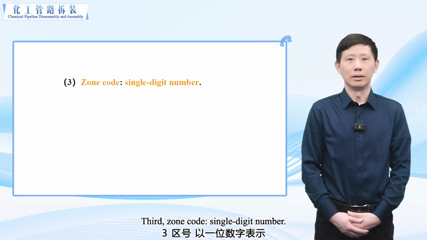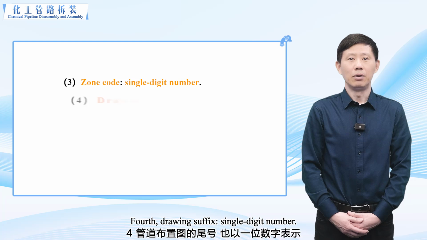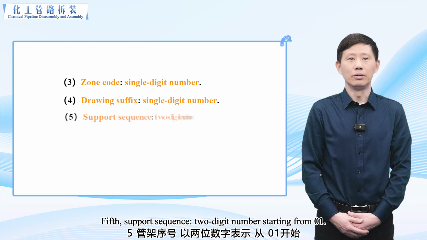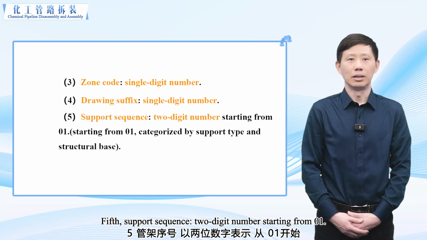Third, zone code, single digit number. Fourth, drawing suffix, single digit number. Fifth, support sequence, 2-digit number starting from 01.